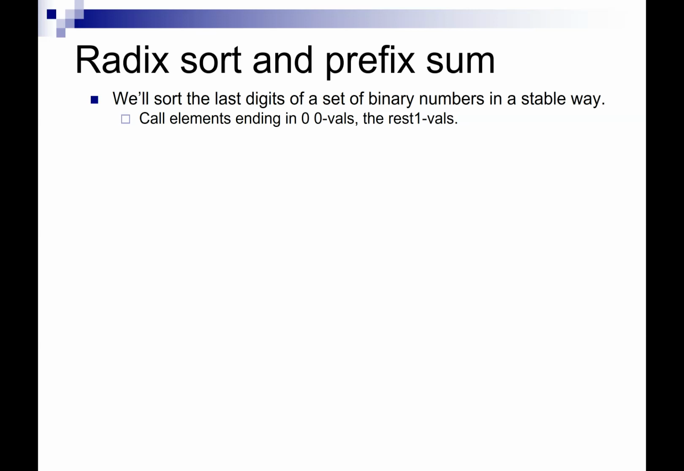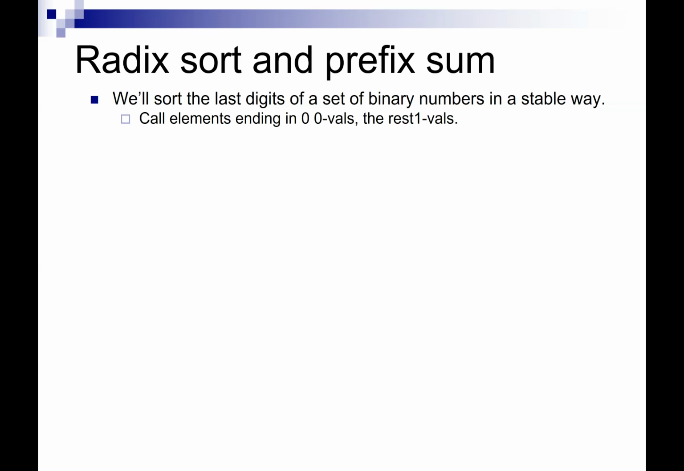So what we're trying to do is, as long as we can sort one particular digit of a set of numbers, then we can just apply the same method to all the digits, and then we'll get a radix sort. So we'll just focus on sorting one of the digits of a set of numbers. We're going to assume these are binary numbers, so all of the digits are zeros or ones. We're just going to focus on sorting the last digit in a set of binary numbers, and we want to sort these in a stable way.